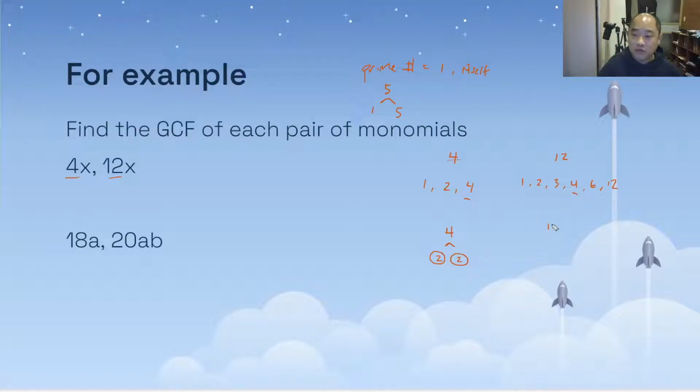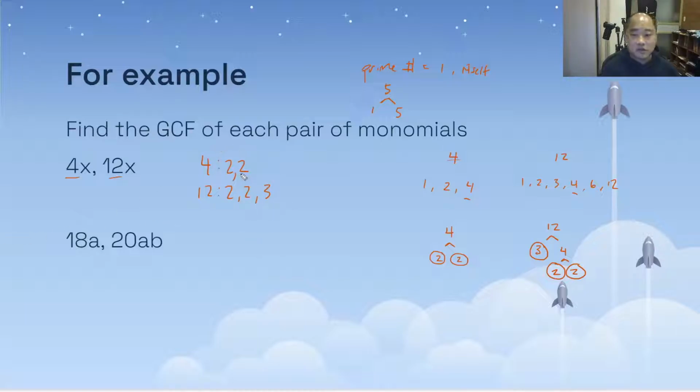For 12, again, we're not going to use 1 or 12. We're just going to use other factors. So, for example, you can do 3 and 4. And 3 is a prime number. And then 4 is not, so we just keep going. 2 and 2. And there we go. This is the prime factorization. So the prime factorization of 4 is 2 and 2. And the prime factorization of 12 is 2, 2, and 3.